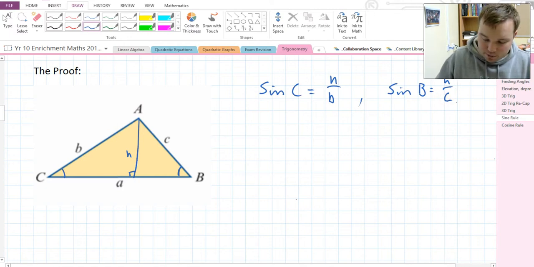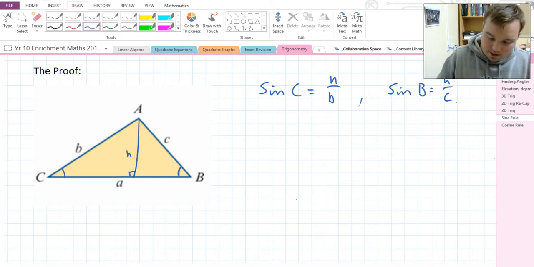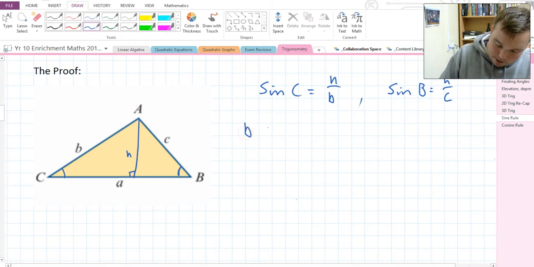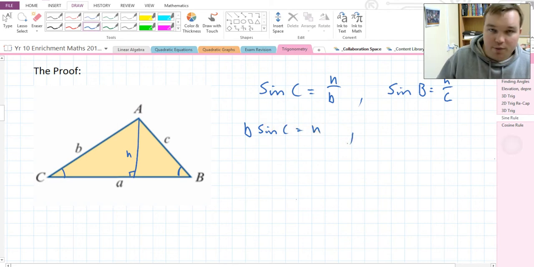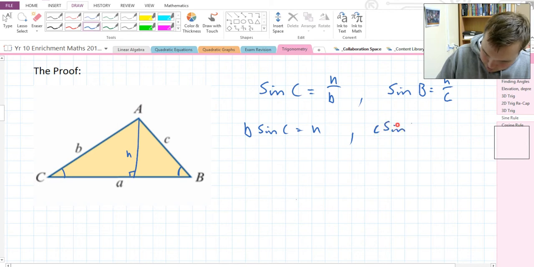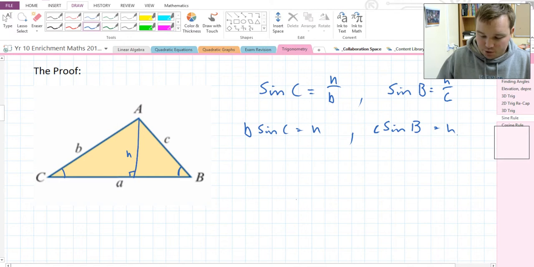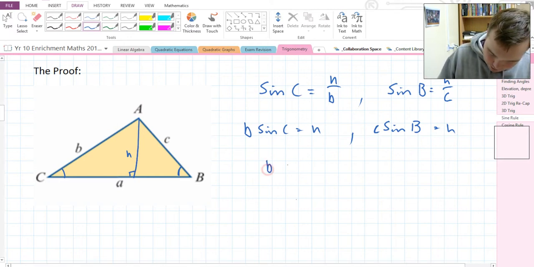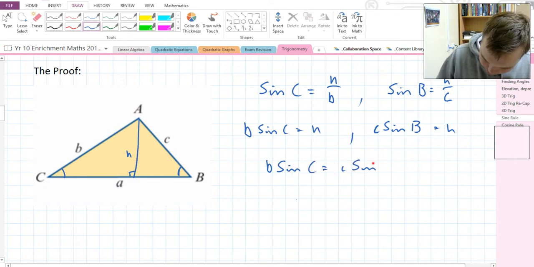Now, taking both of these equations, they both have h in them. So what we can do is rearrange for h. On the left-hand one, we're going to multiply both sides by b. So b sine C is going to equal h. And on the right-hand side, little c sine B will equal h. Then we can equate those two equations. Because they're both equal to h, they must be equal to each other. So b sine C is equal to c sine B.